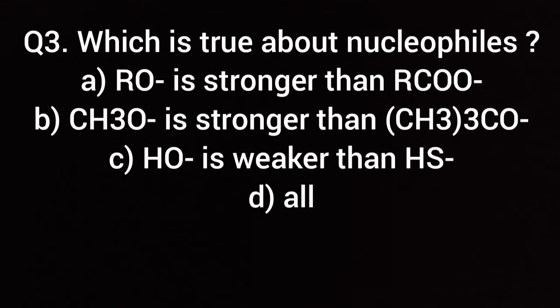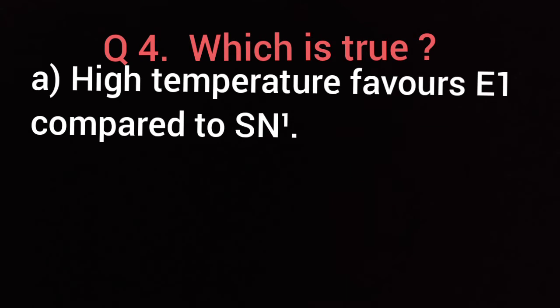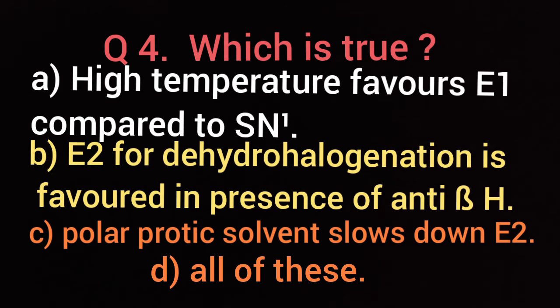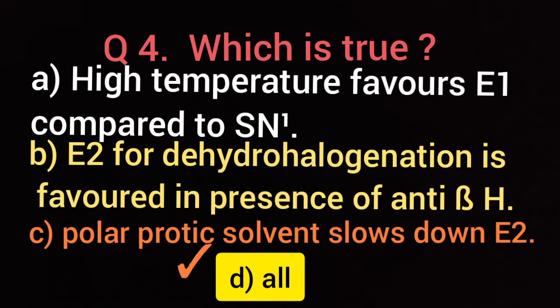Next question. High temperature favors E1 compared to SN1. E2 for dehydrohalogenation is favored in presence of an anti beta hydrogen atom. Polar protic solvent slows down E2. Last option, all of this. Here all options are correct, so the most appropriate one is all of this.